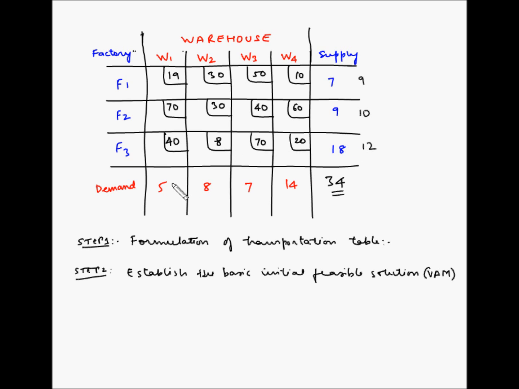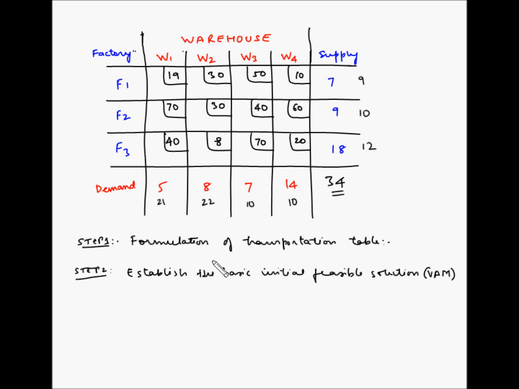Now let's take the columns. So the first column, the lowest is 19 and the next lowest is 40. So 40 minus 19 is 21. In case of second column, lowest is 8 and the next lowest is 30. So 30 minus 8 is 22. In case of the third column, lowest is 40 and the next lowest is 50. So 50 minus 40 is 10. In case of the fourth column, the lowest is 10 and the next lowest is 20. So 20 minus 10 is 10.